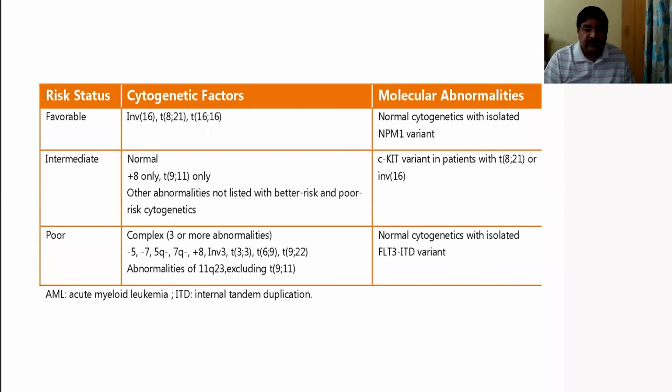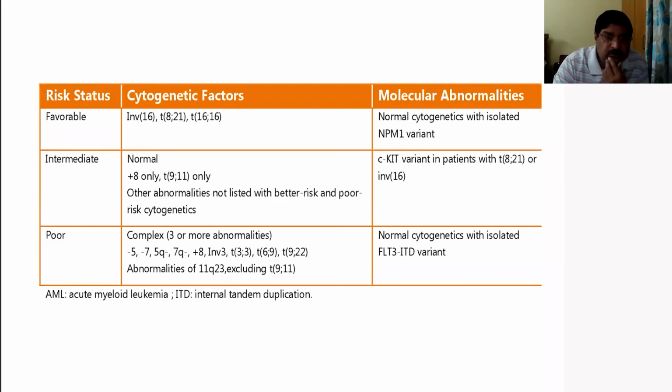So this is the table which will tell you the risk status: favorable, intermediate, and poor. Cytogenetic factors and molecular abnormalities. In AML, if you have inversion 16, if you have t(8;21), or you have chromosome 16 abnormality by t(16;16) translocation, they're all favorable. These are all core binding factor leukemias.